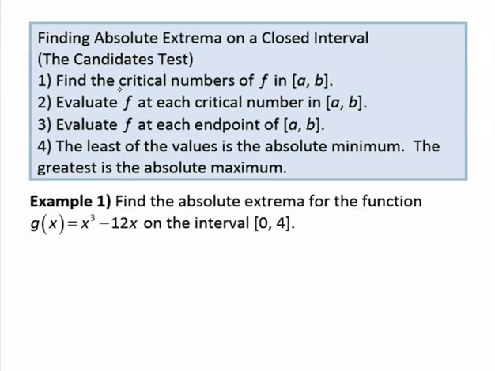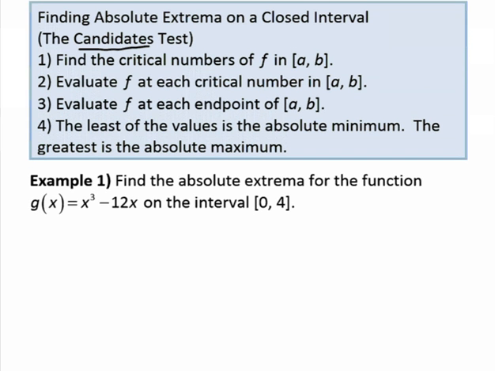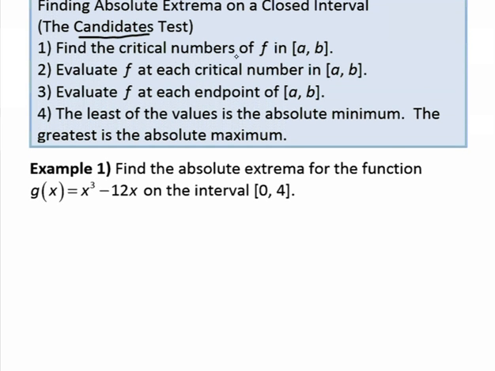So we have this, which is called the candidates test. A candidate is something that could be an absolute extrema. So we're going to find candidates and test them and see if they're absolute extrema or not. Okay, so the first step is to find the critical numbers of f. Remember, our definition said a critical number is where the derivative is equal to 0 or undefined.